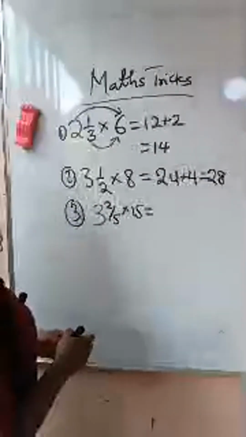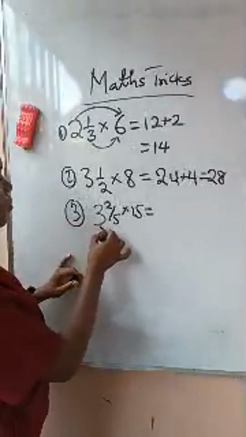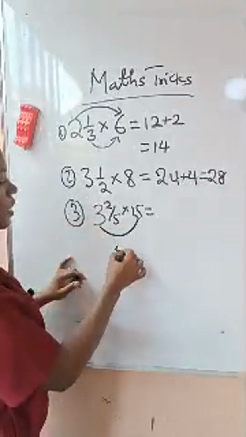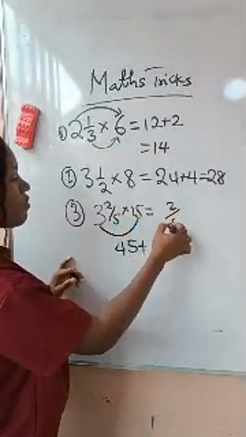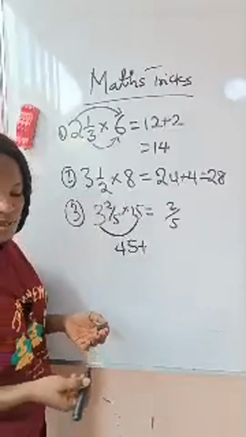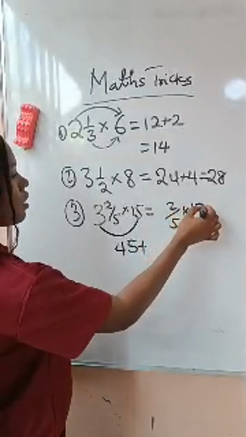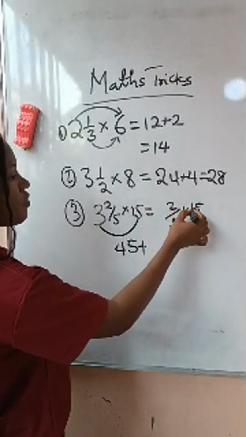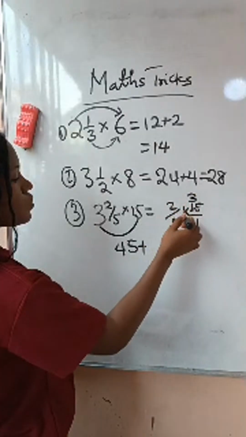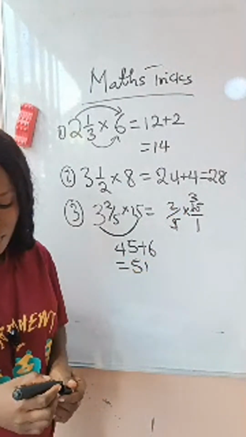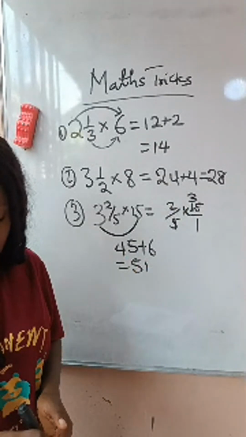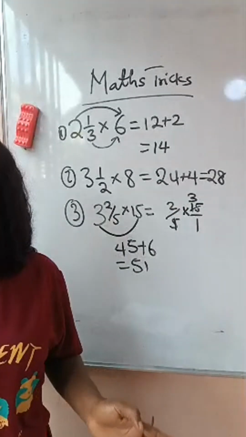All right, now let's do this. If you multiply 3 by 15, you will get 45. Then you are going to multiply 2 over 5 by the same 15 again. If you do that, 5 will divide 15 to give us 3. 3 times 2 is 6. So you add. That means your answer will be 51. Yes, the right answer is 51.